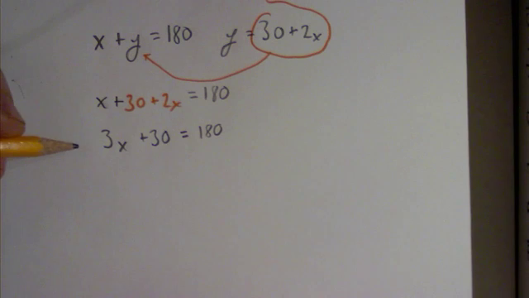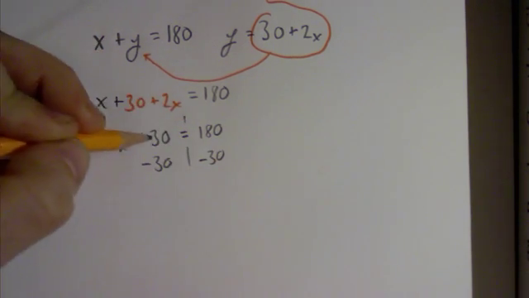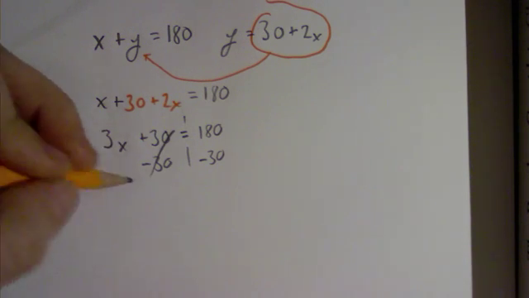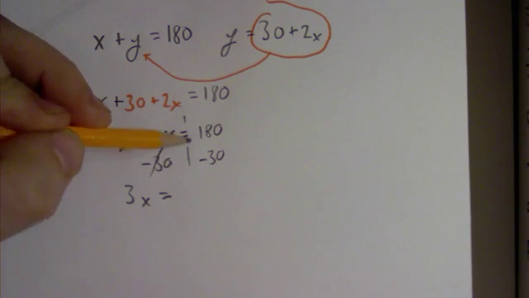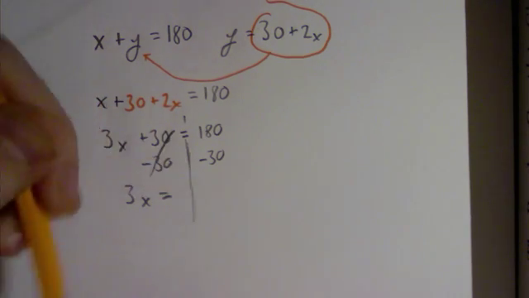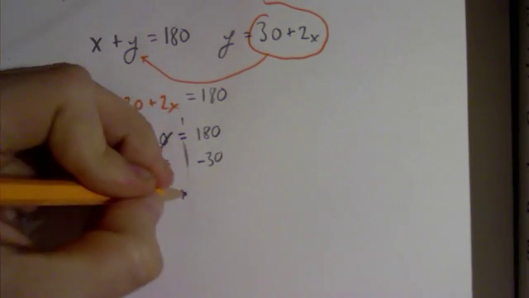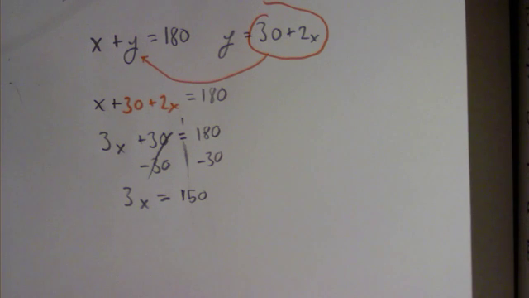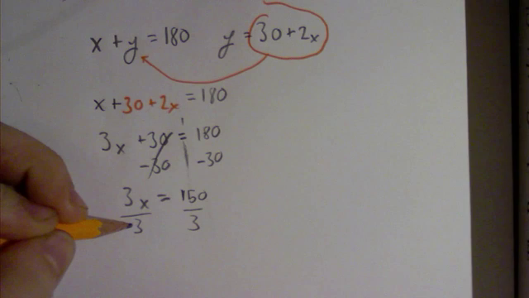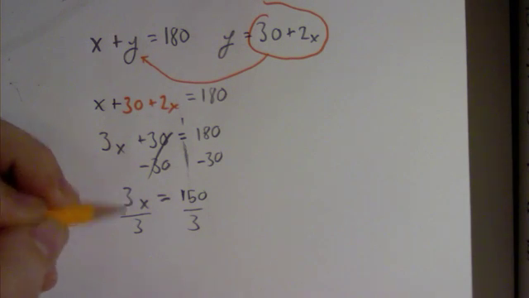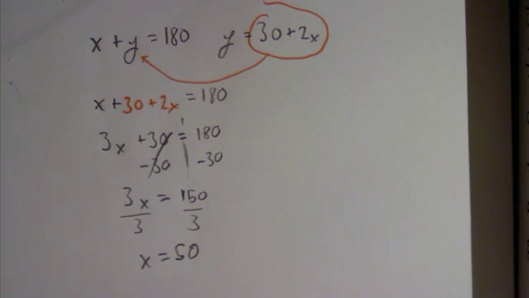Now I've got to get x all by itself, so I'll take away 30 from both sides. 30 minus 30 gives me 0, so I can cancel those out. I have 3x equals 180 minus 30, which is 150. So 3x is equal to 150. To get x all by itself, I'll divide by 3 on both sides. 3 divided by 3 gets me 1. 1 times x is just x, so I now am left with x equals 50.